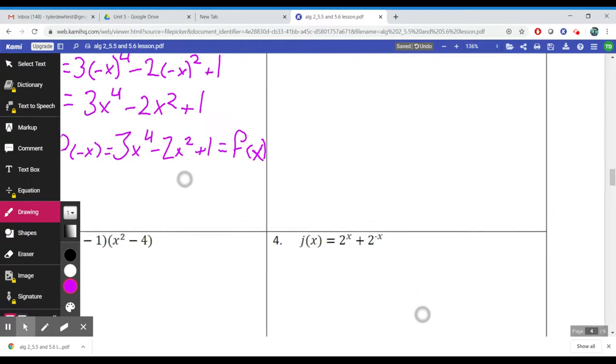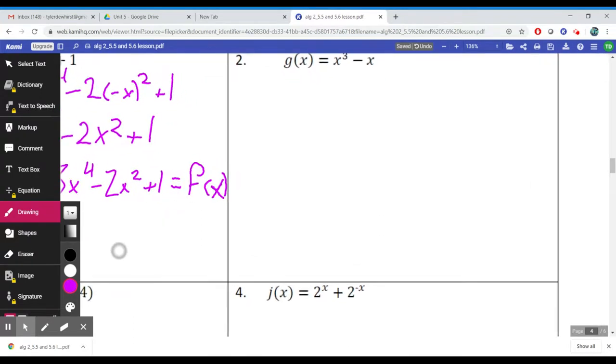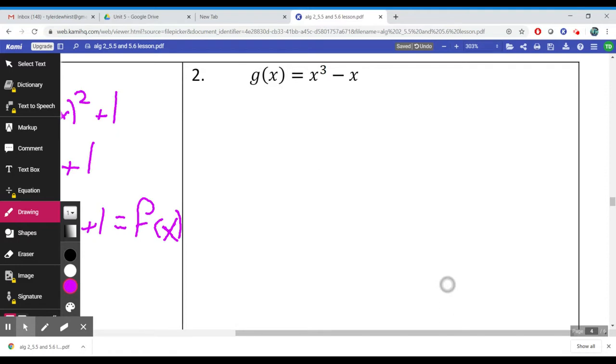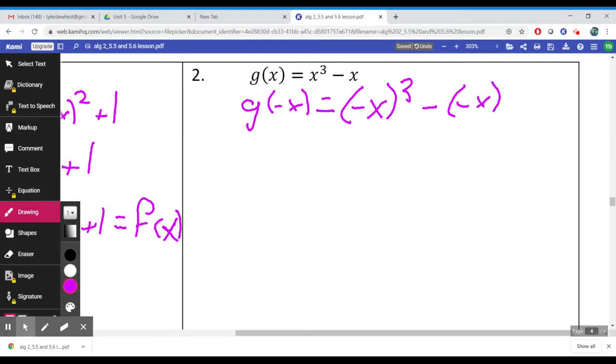Okay, so we'll start with number 2 here. I'm going to start this one off the same way I started off the first one by just finding out what g of negative x is. So I know that g of negative x will be equal to negative x to the 3rd power minus negative x. All I did there was replace all of my x's with negative x's.